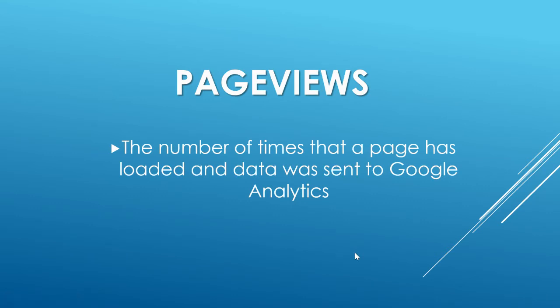The next one is a page view. This is the number of times that a page has loaded and the data was sent to Google Analytics. Every time a page is loaded on your website, a bit of code is sent to Google Analytics, and this tells Google Analytics that this page is actually being loaded. So that's how Analytics knows that this page has been viewed this number of times.